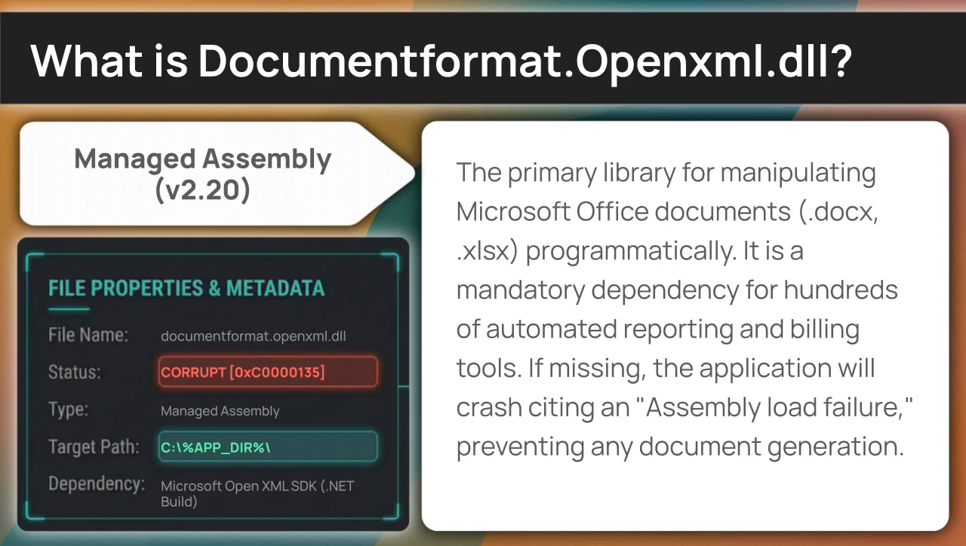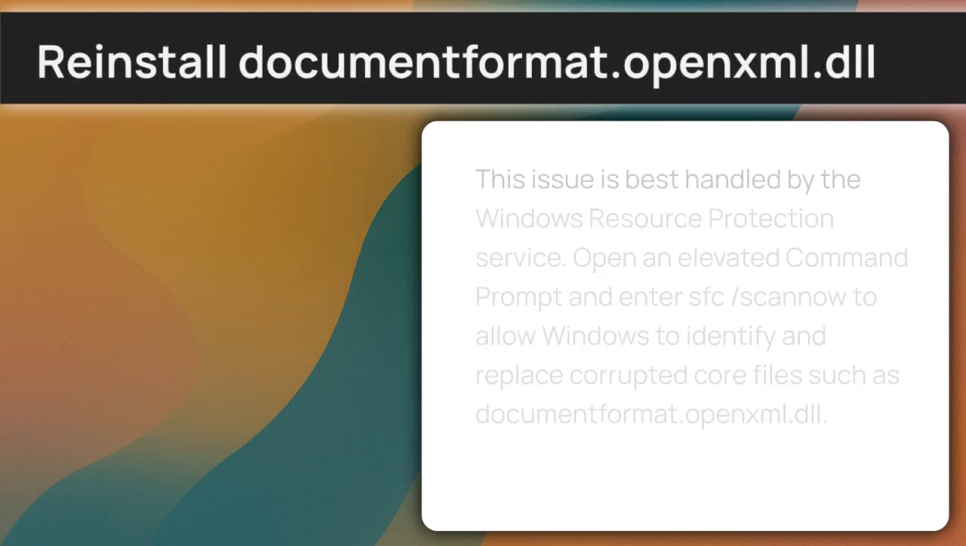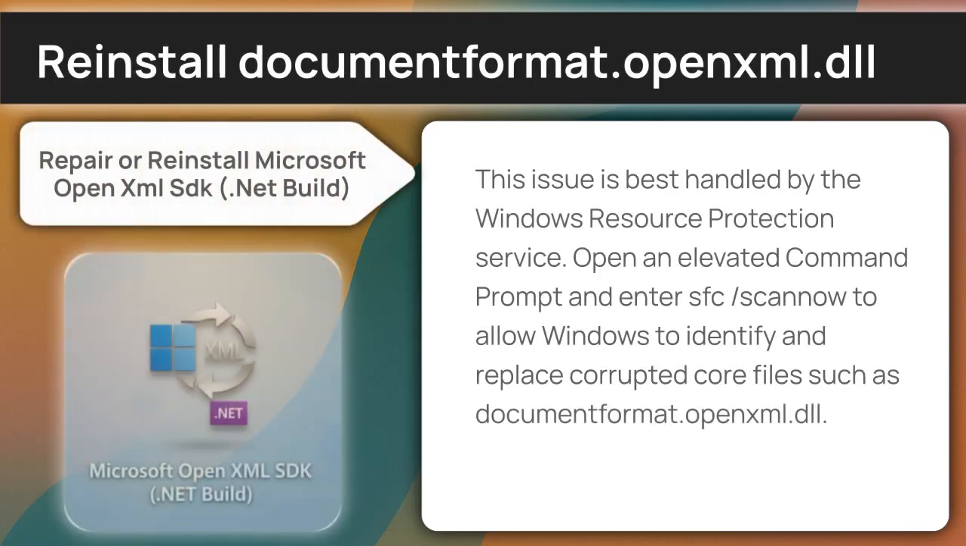Now that the background is clear, let's walk through the actual installation steps. This issue is best handled by the Windows Resource Protection Service. Open an elevated command prompt and enter sfc /scannow to allow Windows to identify and replace corrupted core files, such as the DocumentFormat.OpenXml DLL.